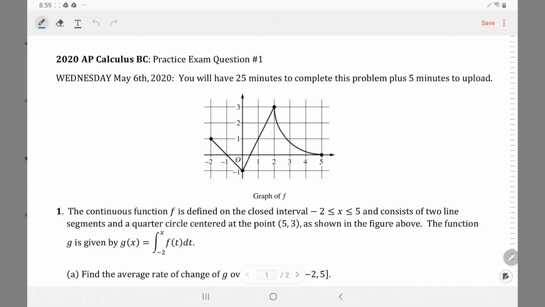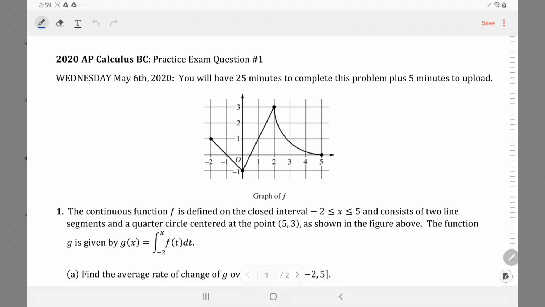Okay, I'm doing the BC Practice Exam Question 1, the one that's A through G. So this is so exciting. Okay, so 25 minutes. So let's see, I have my screen recorder, so we'll see how long it takes me. 5 minutes to upload. I'm not uploading. Okay, the continuous function, let's see what I see.